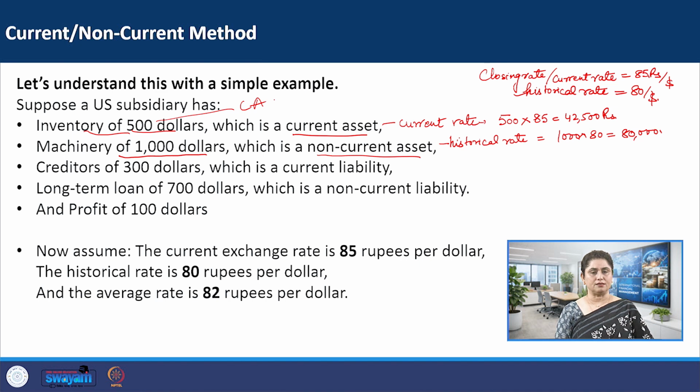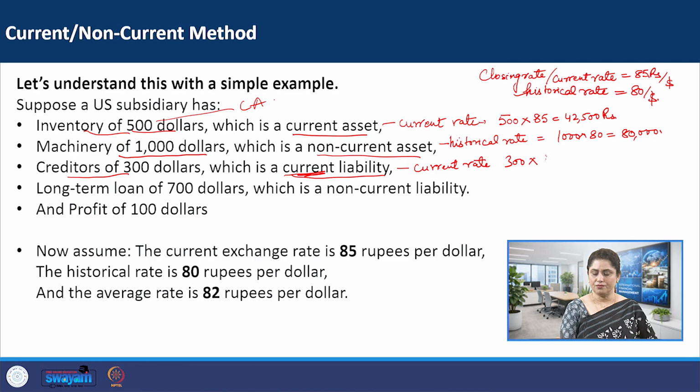Now creditors. Creditors are what? Creditors are our current liability. So we know this word current is very important here. So which rate will we use? Current rate. It is 300 into 85. So this gives us 25,500 rupees.